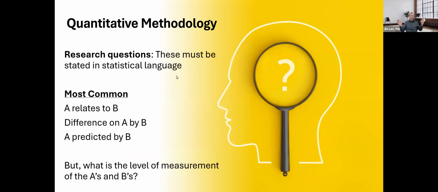So what are research questions in statistical language? Well, here's the most common: does A relate to B? Does A correlate with B? These are very common. Last night, someone was looking at anxiety, attachment, and satisfaction scores. Do these things relate to each other? Are they correlated with each other? That's a very common type of question.